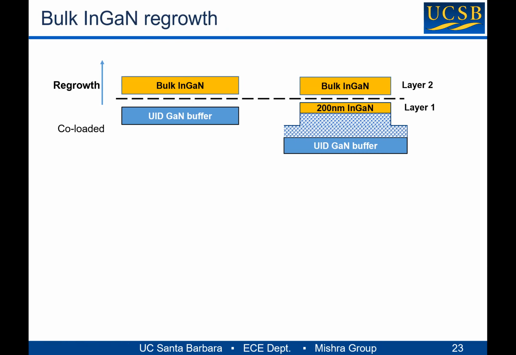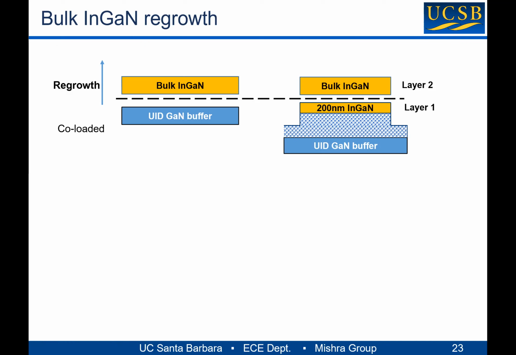We also wanted to check the strain state of the regrown InGaN layers, for which we needed layers thicker than quantum wells. So we grew about 100 nanometers of InGaN, again on a similar set of samples, expecting higher indium incorporation for the sample on the right. And for the ease of explanation, I'm going to be denoting the regrown InGaN layer as layer 2 and the base InGaN layer as layer 1.